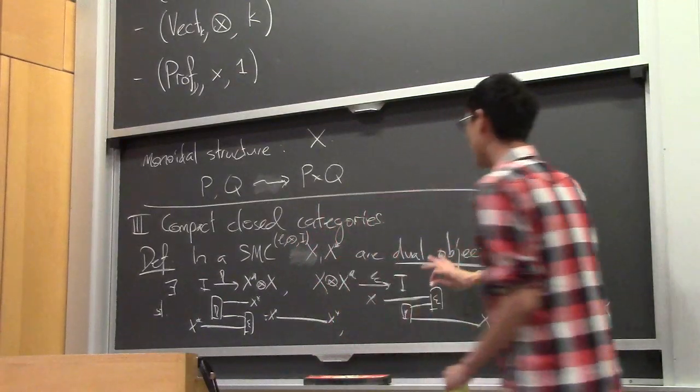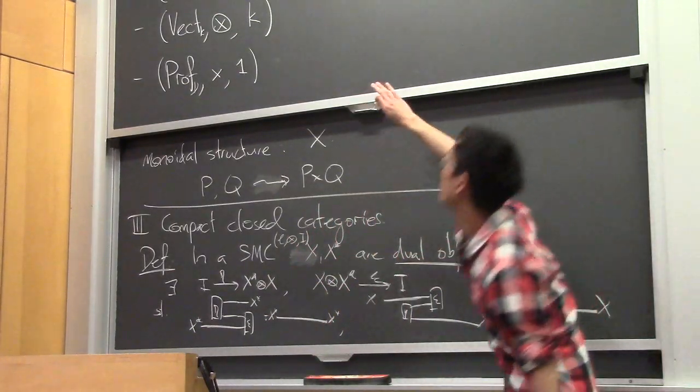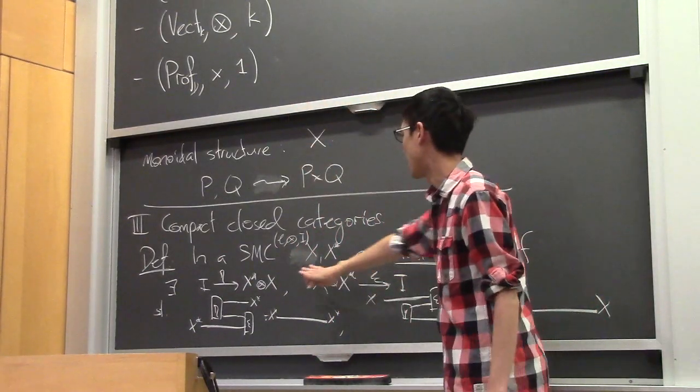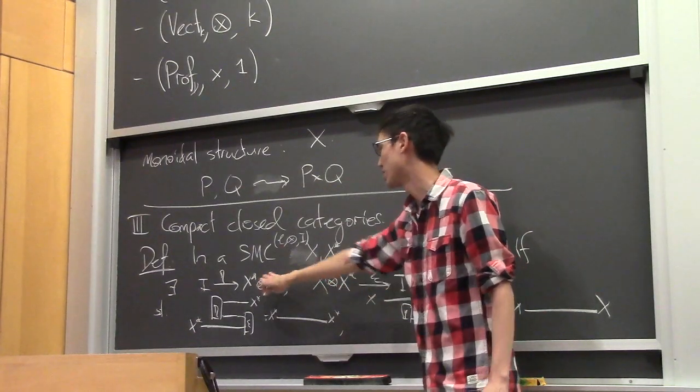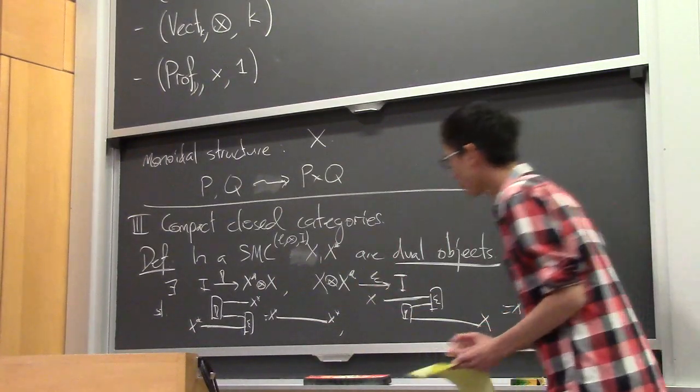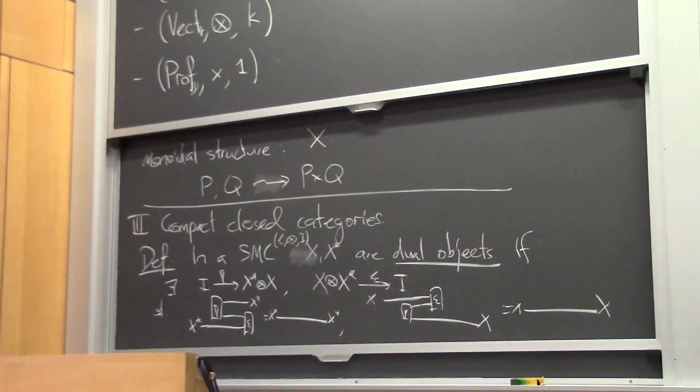So the prototype you should have in mind here, if you're familiar with this example, is a finite dimensional vector space and its dual, which is where the name comes from.